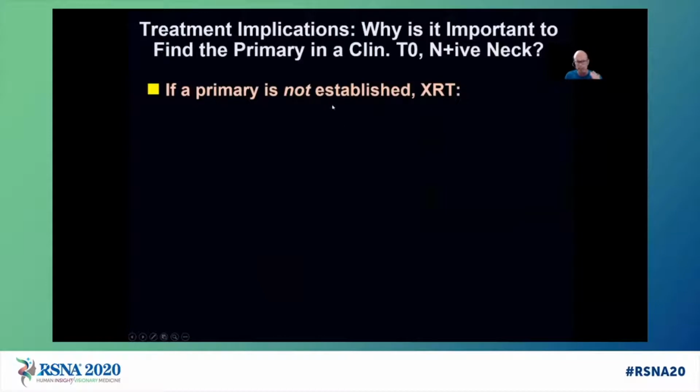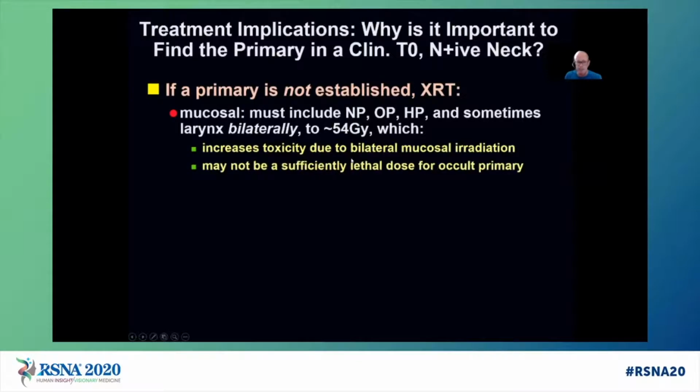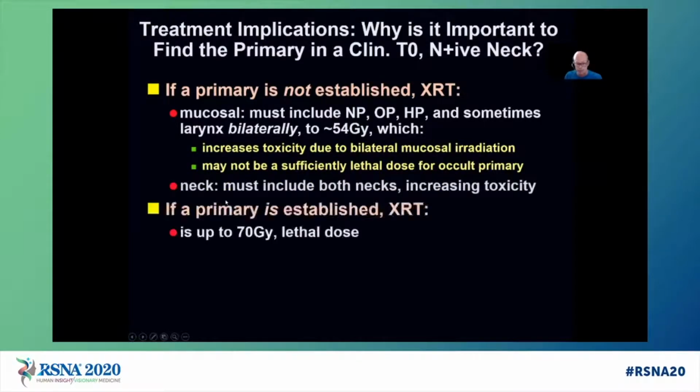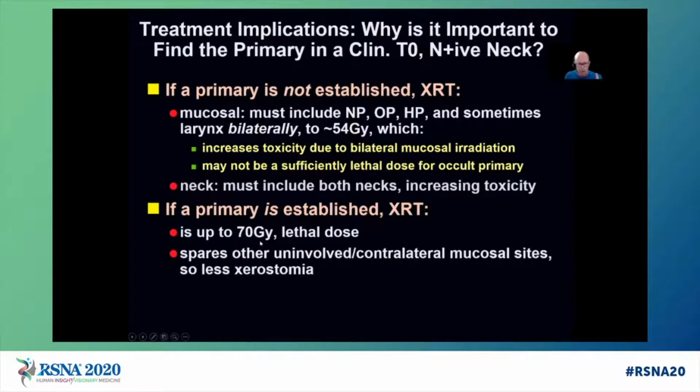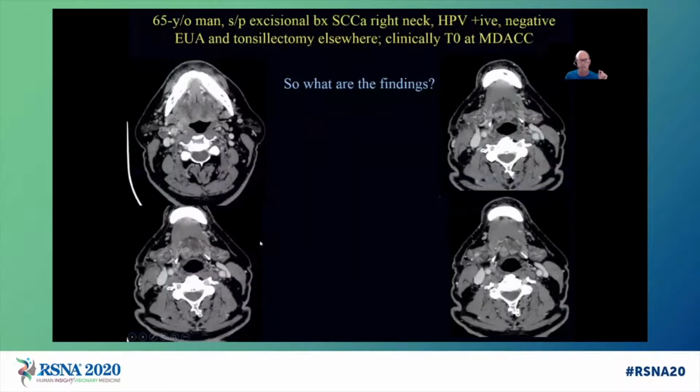If we never find a primary, then the patient needs radiation to all of the mucosal surfaces, and that can, but a lower dose. And so this can increase the toxicity, and it may not be a sufficiently lethal dose. Plus, they have to radiate both necks. If they find the primary, then they can radiate just the primary to a lethal dose of 70 gray. And this spares the other mucosal surfaces and possibly the contralateral neck.